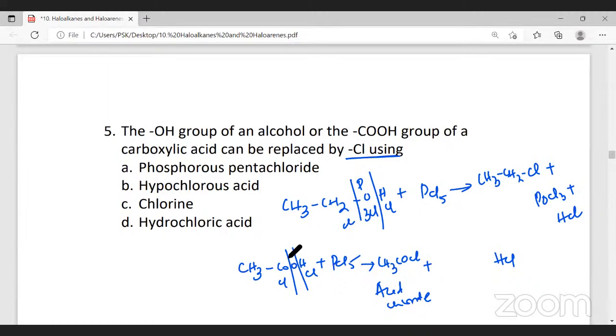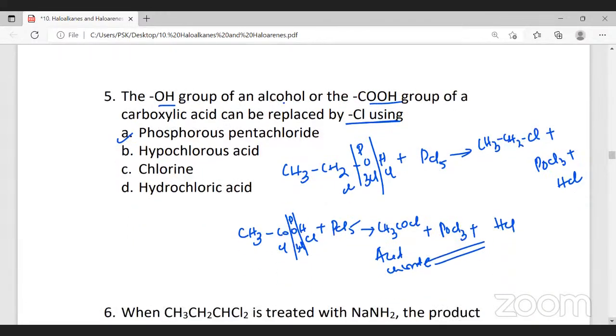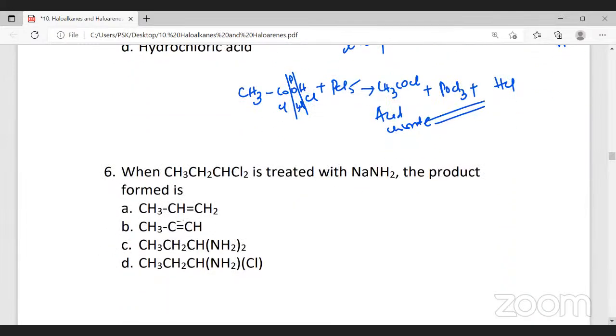So what else is left out? Another phosphorus and three chlorine react with oxygen to form POCl3. Hence, the OH group of an alcohol and the OH group of a carboxylic acid can be replaced by option A, which is PCl5. I hope you followed this reaction.